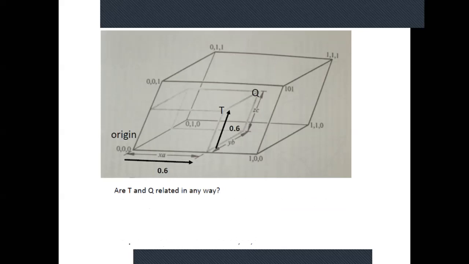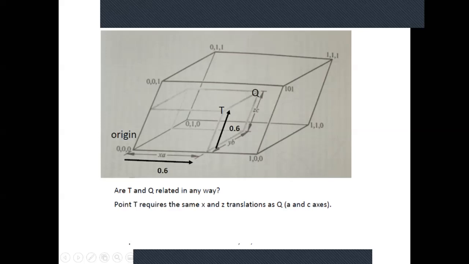So now we want to look to see if the points T and Q are related in any way. So T is at this point here. Q is at the point we discussed earlier. And so what you know about point T and Q is that it requires the same amount of translation along the A axis and the C axis. The only difference between point T and Q is the translation along the B axis.